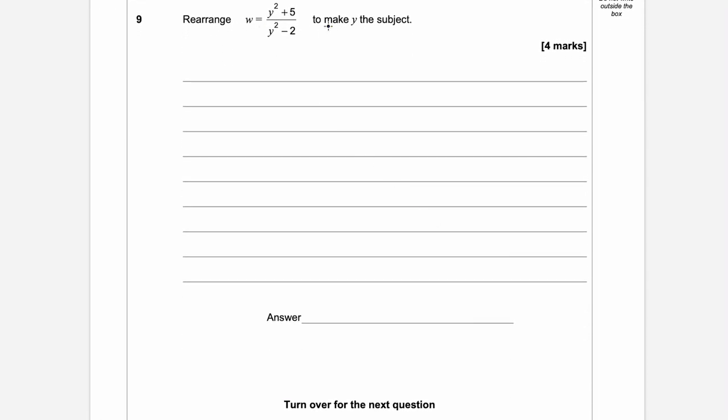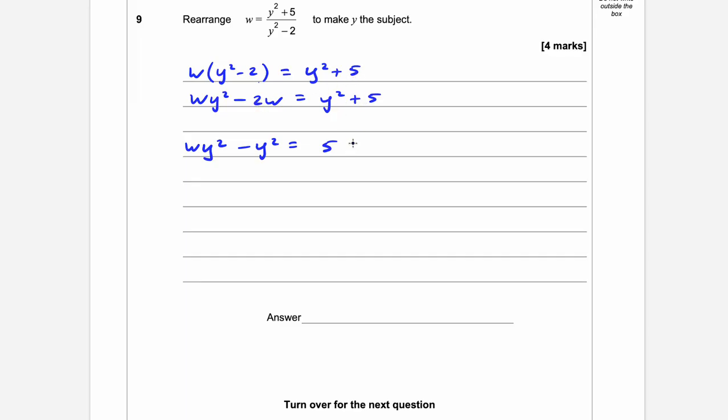Question 9. Make y the subject. Okay, cross multiply. So I get w times (y squared minus 2) equals y squared plus 5. Multiply out. I need to get y on its own, guys, so I need to get it out of this bracket. So I get wy squared minus 2w equals y squared plus 5. All the terms with y in them, get them over on the left. So I'll have wy squared minus this y squared equals 5, and then I'll get the other terms without the y over to the right.